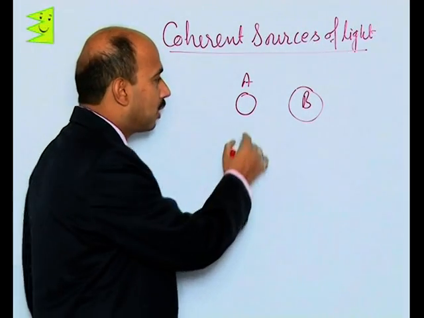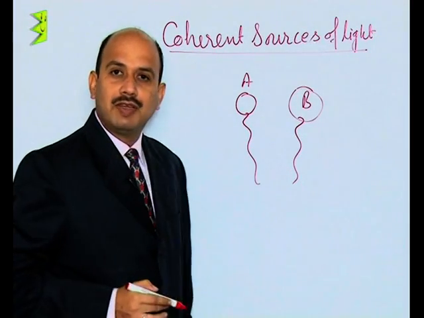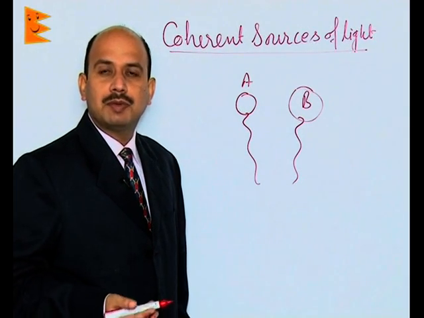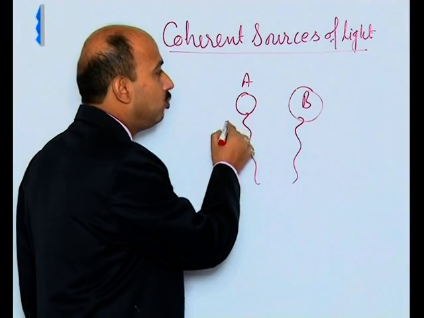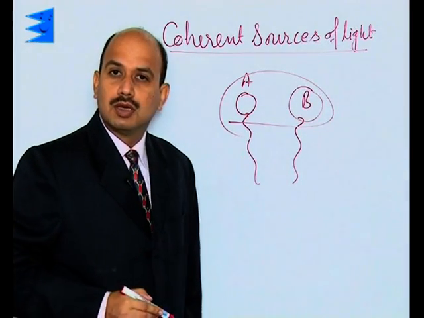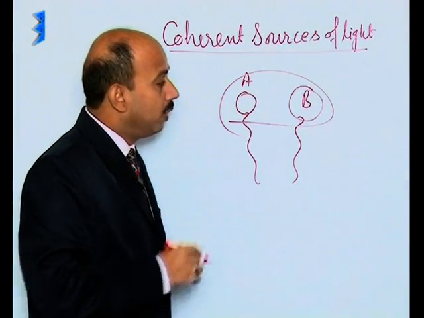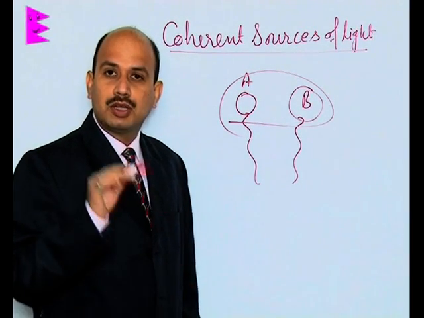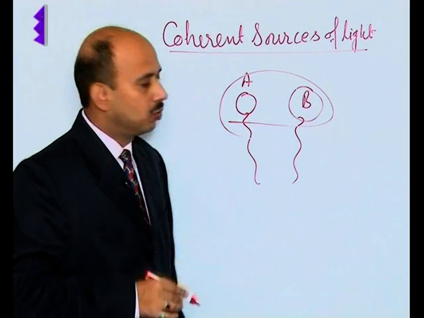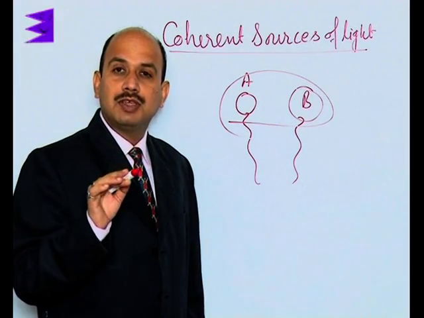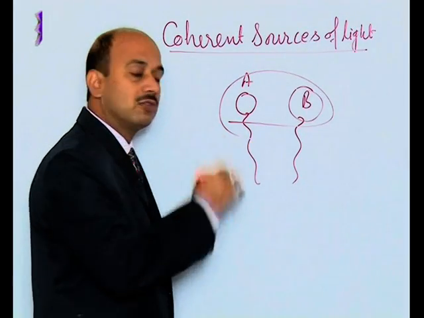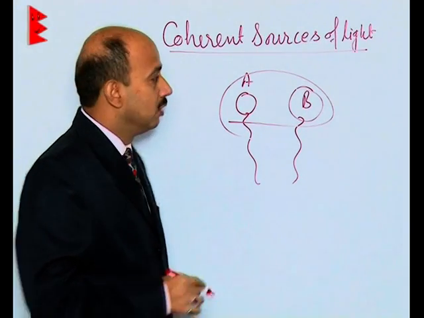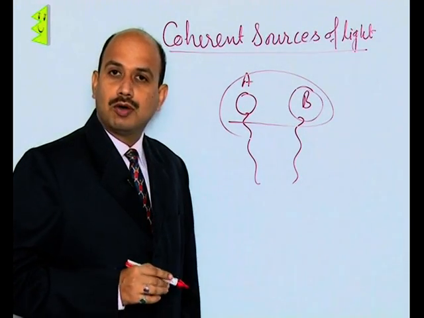So if the light waves coming from these two have a constant phase difference, or you can say the phase difference is 0, or the phase difference does not change with time, then these two sources are said to be coherent. The main condition is that the phase difference should be constant or 0, and the frequency should be the same. In case the phase difference of the light waves coming from these two sources changes with time, then we call the sources incoherent. So, coherent and incoherent sources of light.